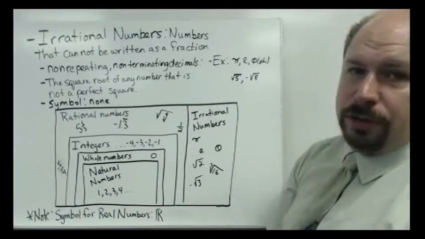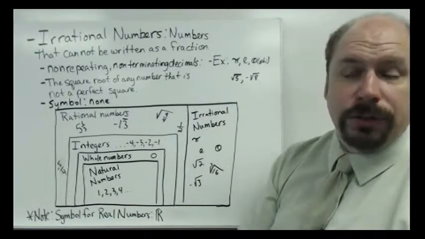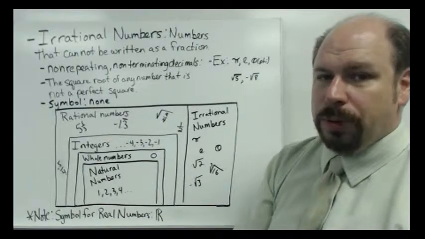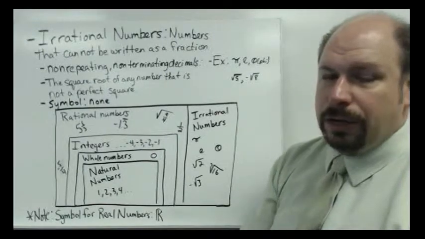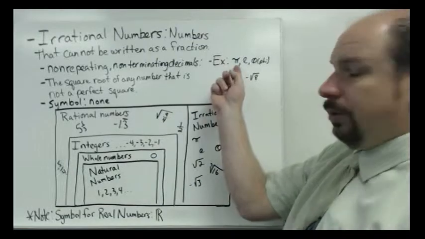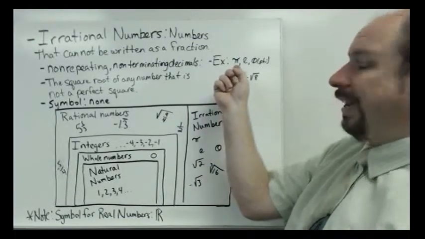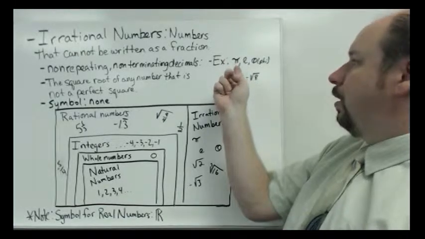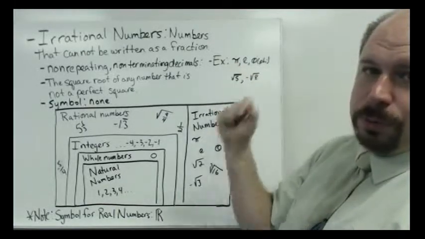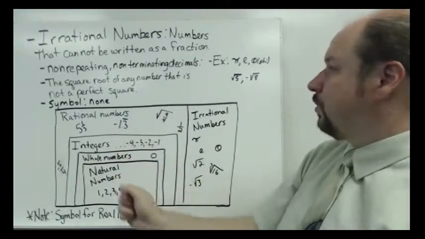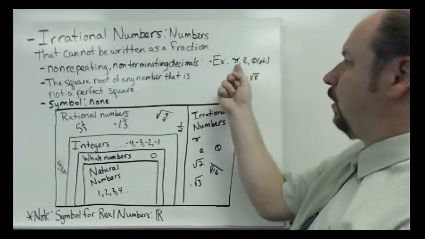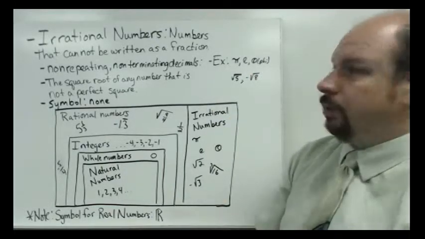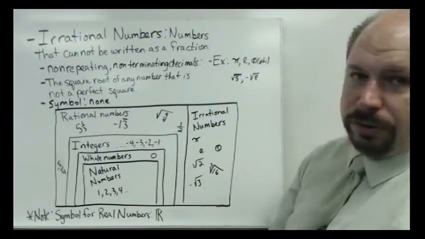Okay, next is irrational numbers. Irrational numbers are non-terminating, non-repeating decimals. So for example, you might remember in your studies with circles, we have the letter pi. The letter pi stands for a number, and that's a Greek letter, by the way. It stands for the number 3.1415, and so on. And it goes on forever. It never repeats. It's always changing, and so it's a really long number.